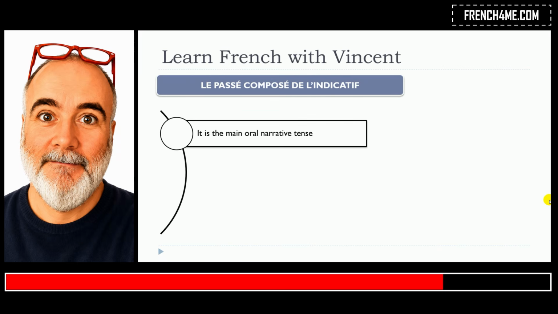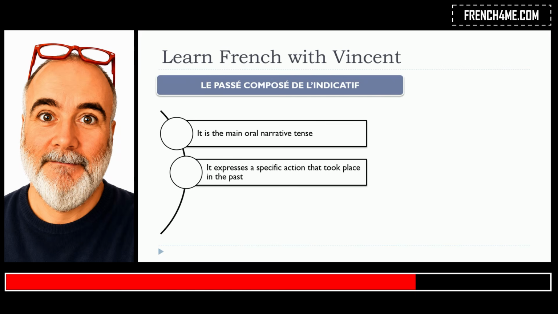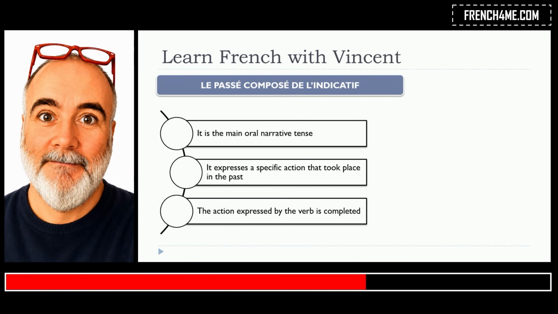You will have to use it all the time, especially if you want to use French orally, which is in most cases what people want, so it must be something that you master quite well. Second thing, it expresses a specific action that took place in the past. Obviously, it must be in the past to use the passé composé. And you can use it, as you can see here, to express a specific action.